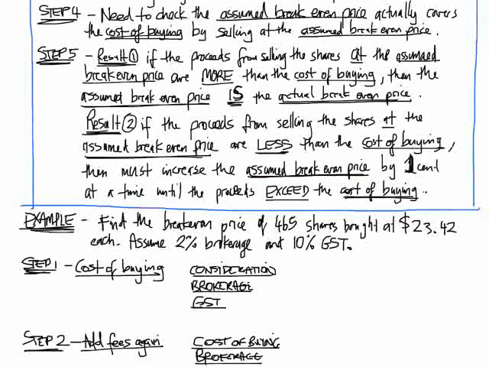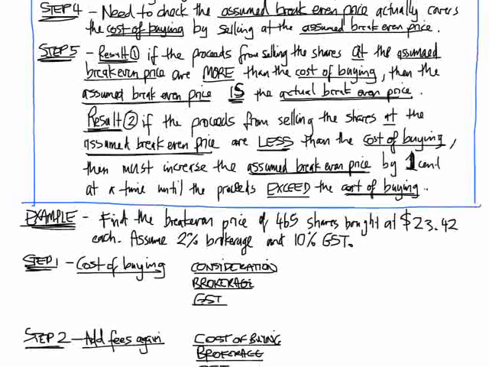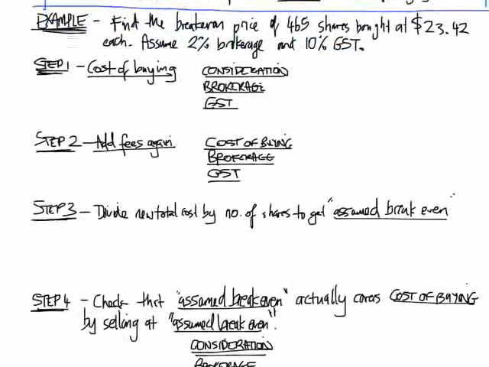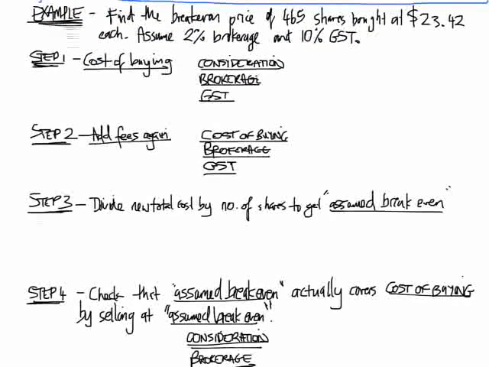So that sounds very complicated, and I guess it is, because there's several steps, but it can be cleared up by doing an example. So we're going to be doing an example from the book, because unfortunately it's really hard to just devise one that'll work. So we're doing this one. Find the break-even price of 465 shares that you bought at $23.42 each, and assuming 2% brokerage and 10% GST.